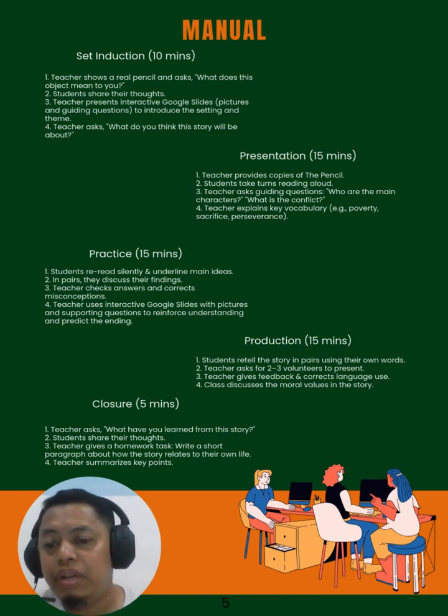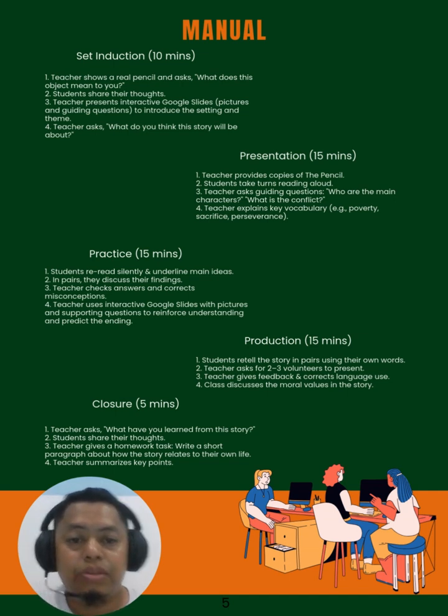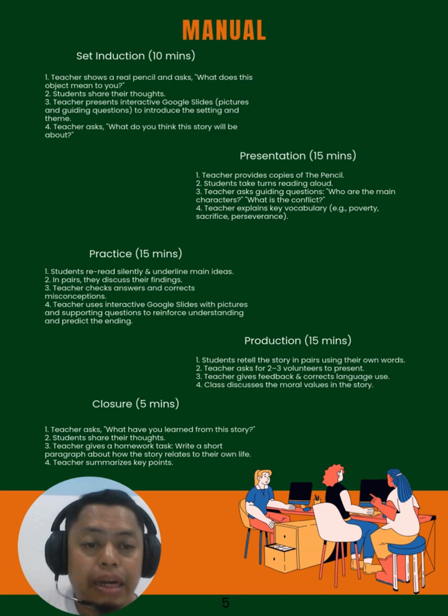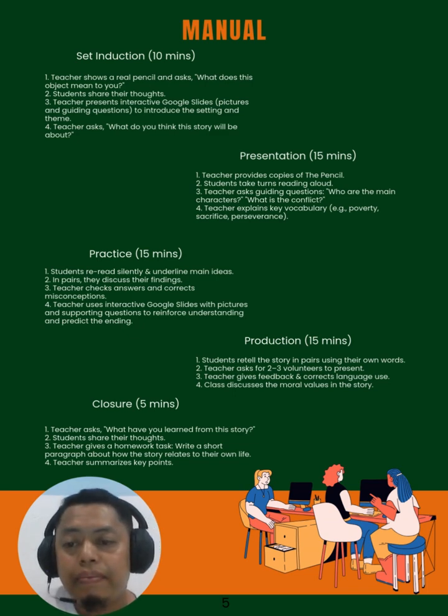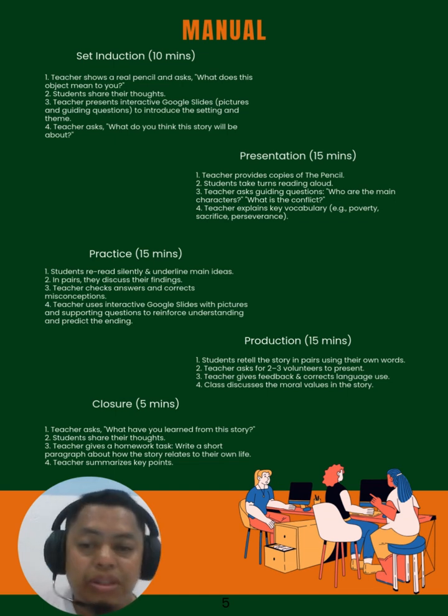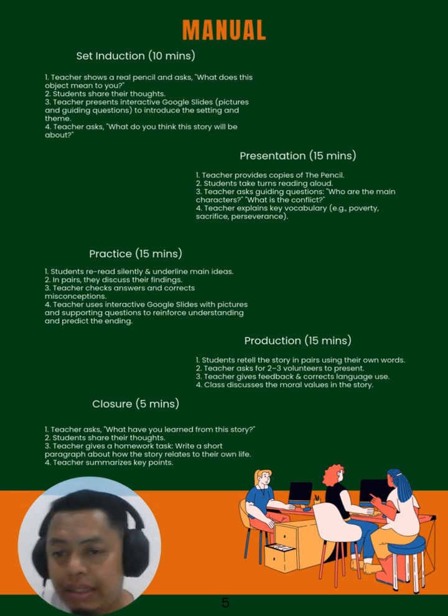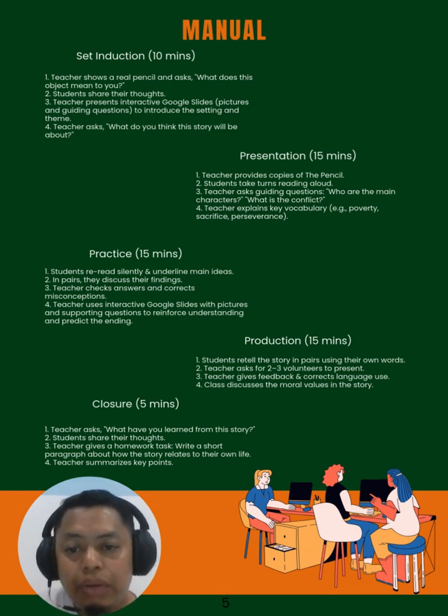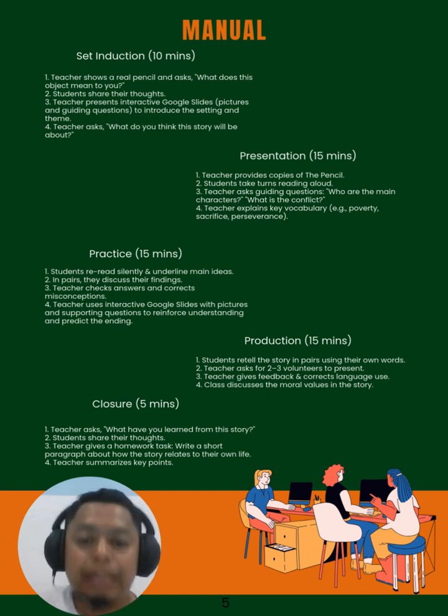So during the presentation stage, students receive copies of the story and take turns reading aloud. The teacher facilitates comprehension through guiding questions about character and conflict, while also explaining key vocabulary such as poverty, sacrifice, and perseverance. For practice, students silently reread the text, underline the main ideas, and discuss in pairs.